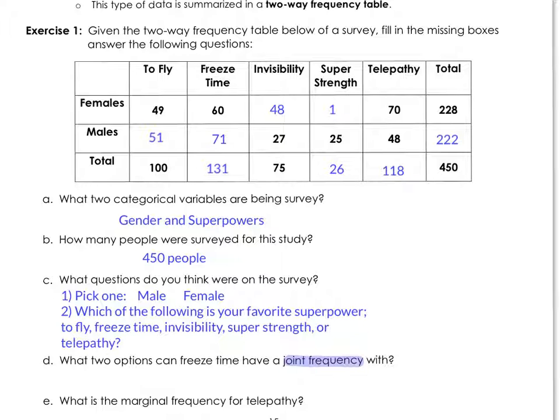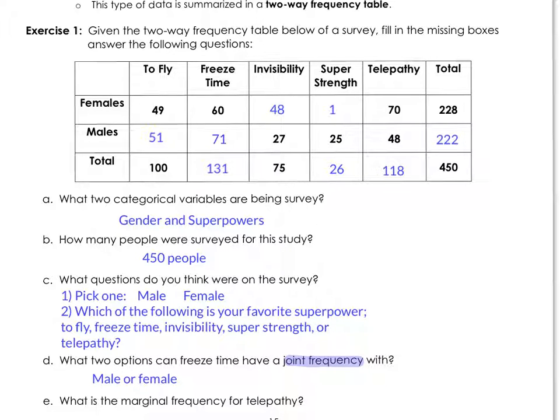For example, if we looked at freeze time, I want to know which one can have a joint frequency with it. So that would be females, that can be joined with the freeze time at 60 here, or the males can be joined with freeze time with 71. So the genders are the answers there.